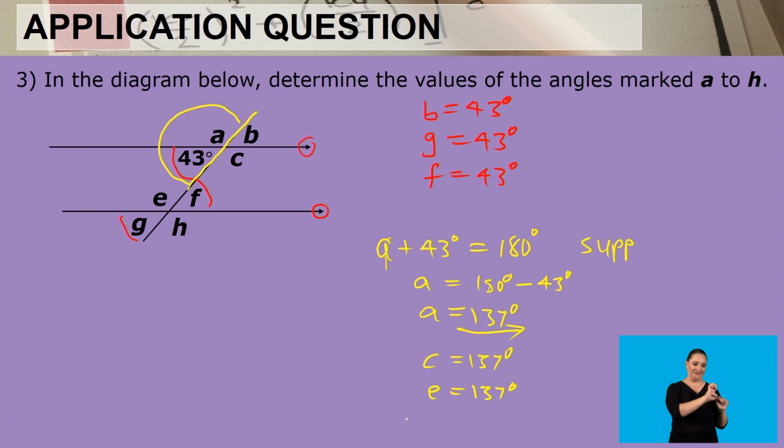137 degrees. And then if angle E is 137, then angle H is vertically opposite. It is also 137 degrees. So we've determined all of them, A, B, C, D, E, F, G, H. Let's look at the next one.